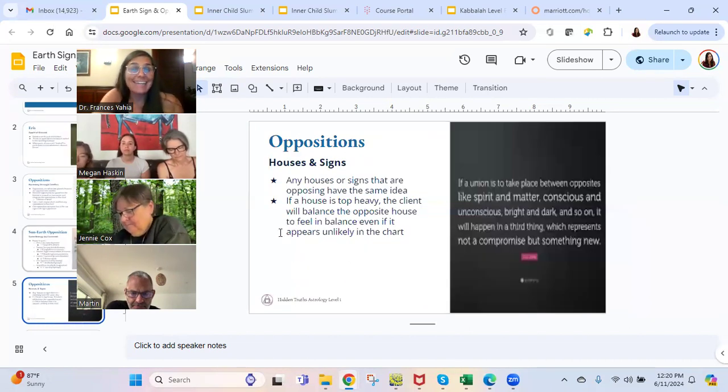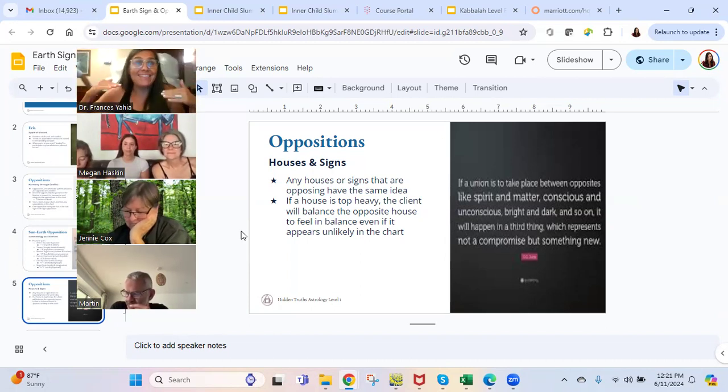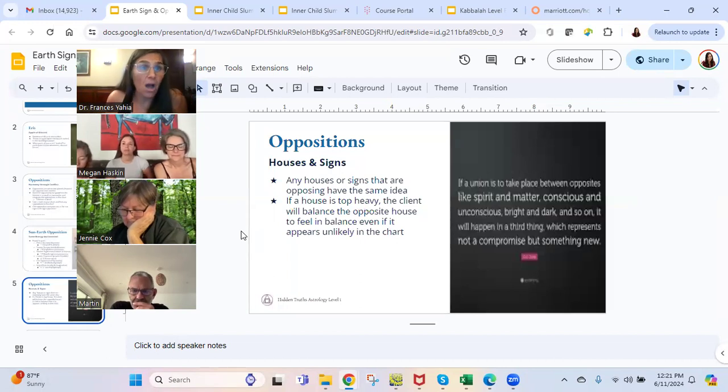So I mentioned this already. Any houses or signs that are opposing have the same idea. So the 6-12, the 4-10, wherever you have an opposition or one house is heavier than the other, there's going to be an imbalance and there's going to be conflict in those areas. If a house is top heavy, I'll pick on Jen again, just because I know her chart. The 11th house is packed with stuff, but her 5th house only has one planet in it. So it's a little top heavy. The client's going to find strife in that other area of life to try to balance it. So that's another way that the oppositions work.